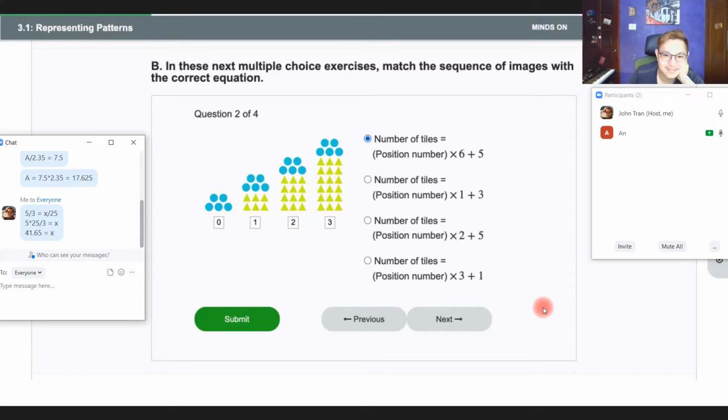You multiply the position number by 6, then you get 6 triangles, and then you plus 5, and you have 5 circles. So correct. That's the right expression. Exactly.